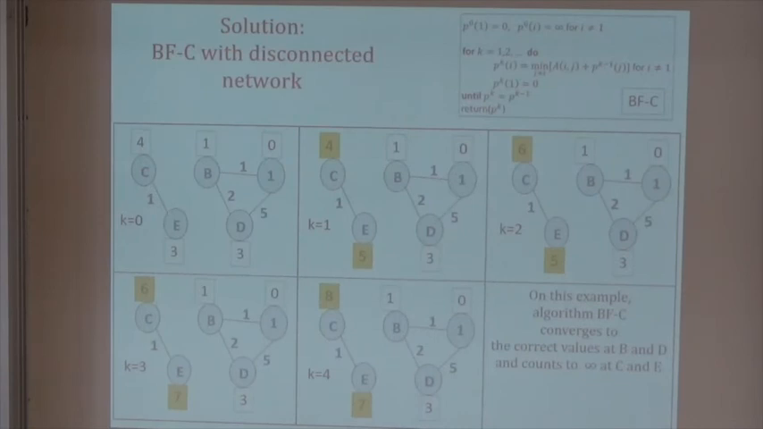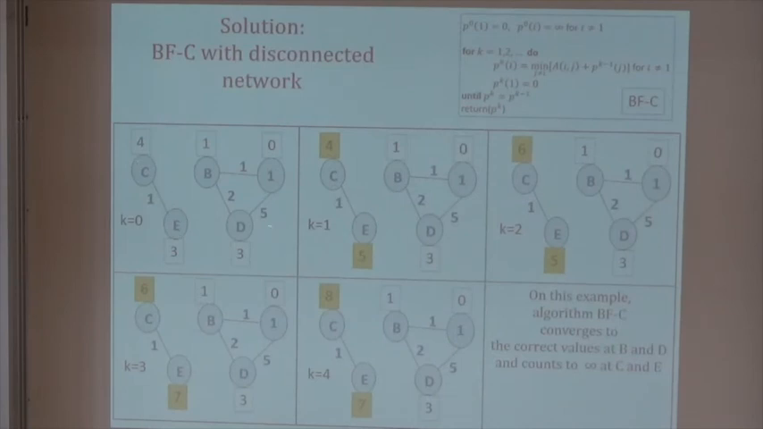Then we can zoom on C and E. C believes that it is at a distance 4 of 1, which is of course completely wrong. The true value is how much? Infinity. It's not connected to 1, so the distance is infinity. So C will ask E, what's your distance? E will say 3, okay. So next iteration, C will say 4.